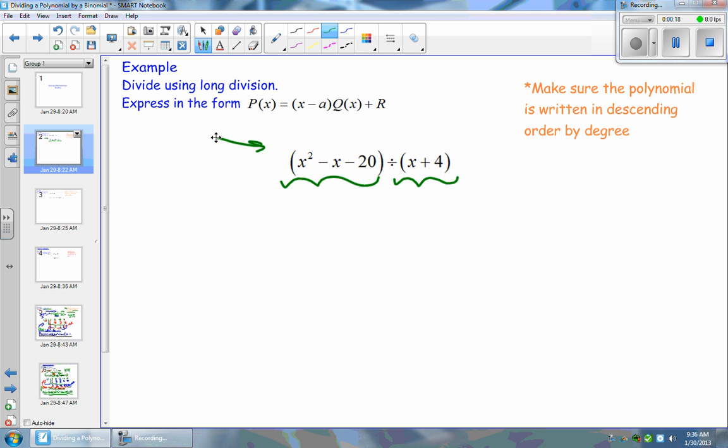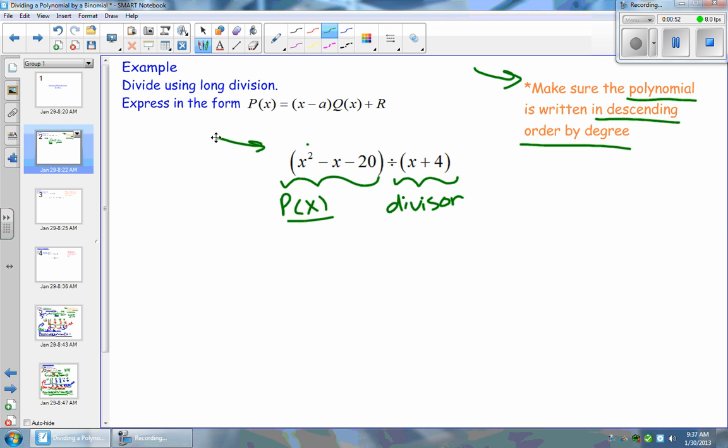Now, if I was to label these two expressions, this would be my polynomial, p of x, and this x plus 4 would be my divisor. So whatever you're dividing by, that is called your divisor. Before we write out the long division statement, we need to check to make sure that the p of x, our polynomial, is written in descending order by degree. So we have to make sure all the terms are in descending order by degree.